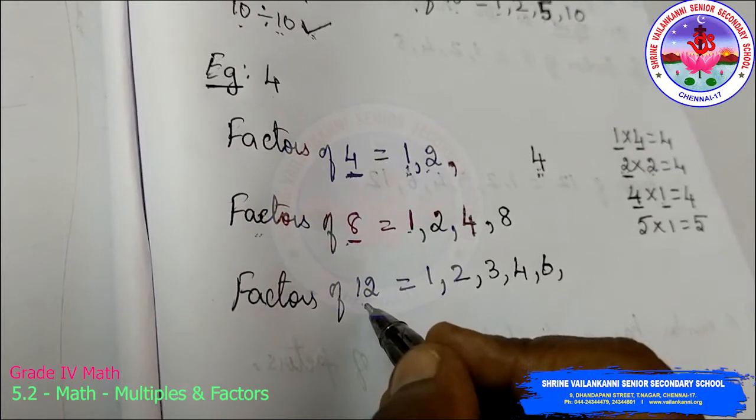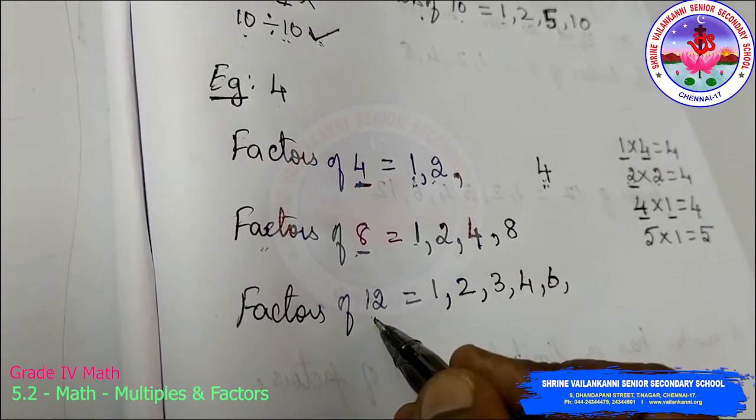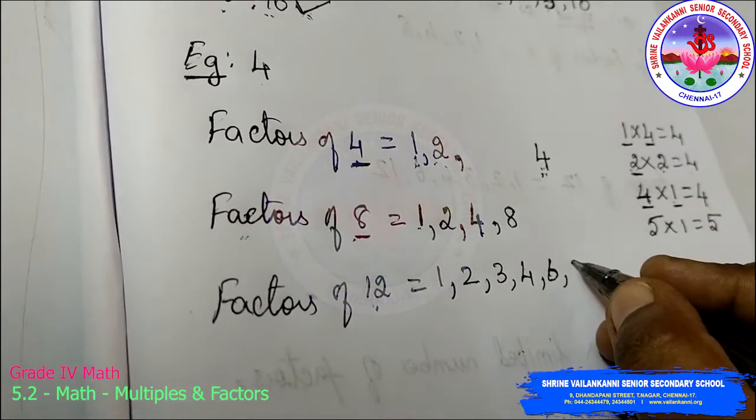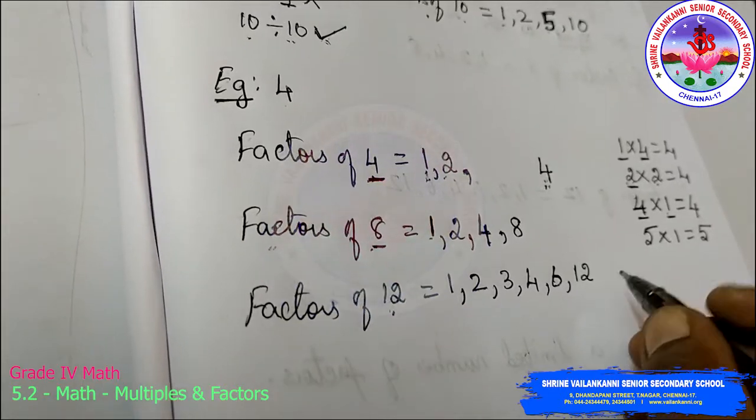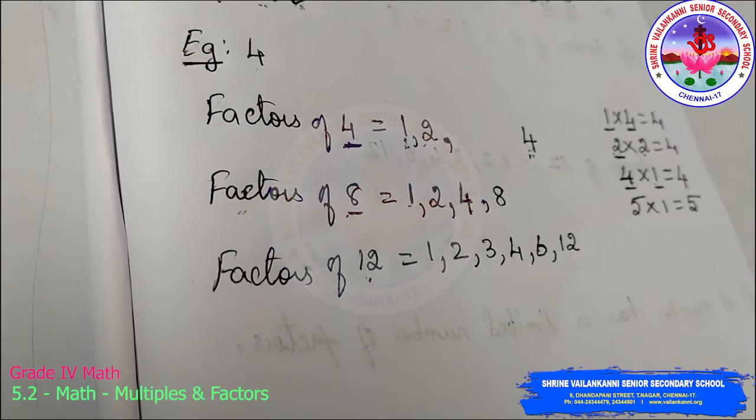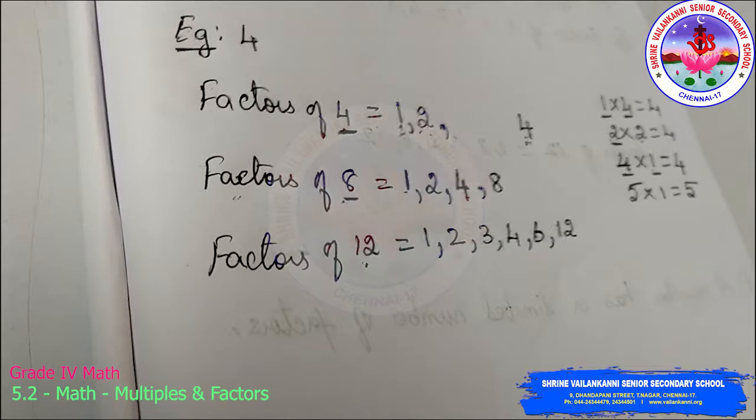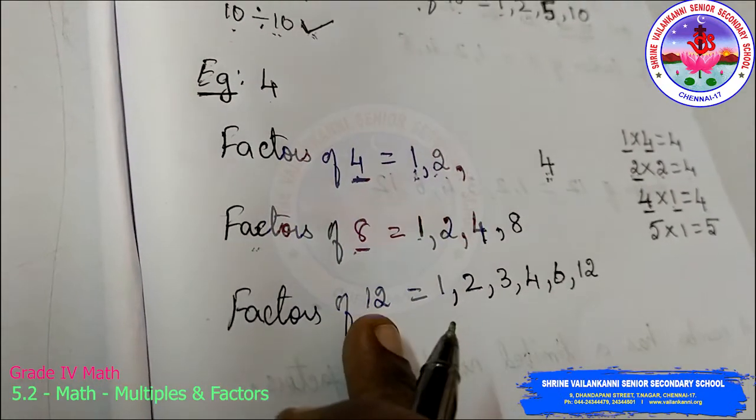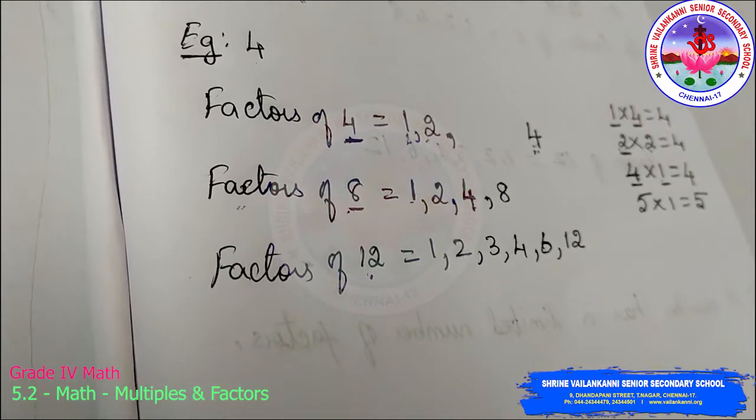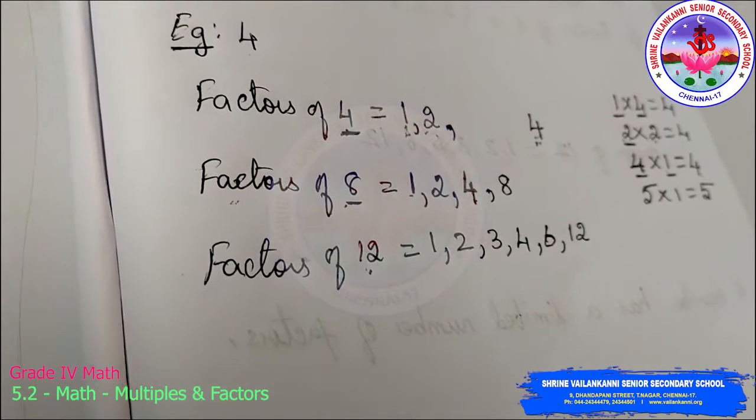Next, check with 12 table. So how many times 12 will come in 12 table? 12 ones are 12. So you should write the 12. Okay. So if you see, do you want to check in 13 table? No, because 13 ones are 13. So obviously 13 is greater than this 12. We will not get 12 in any other table after 12 table.